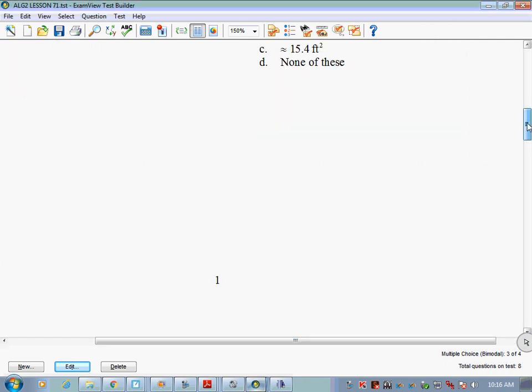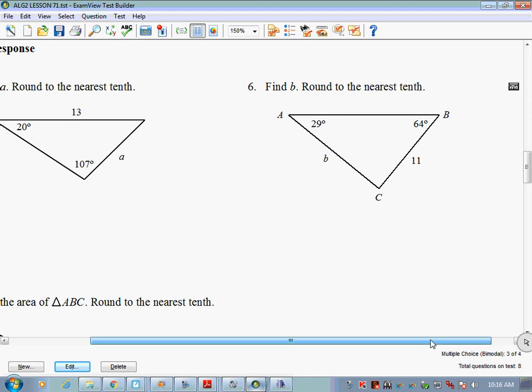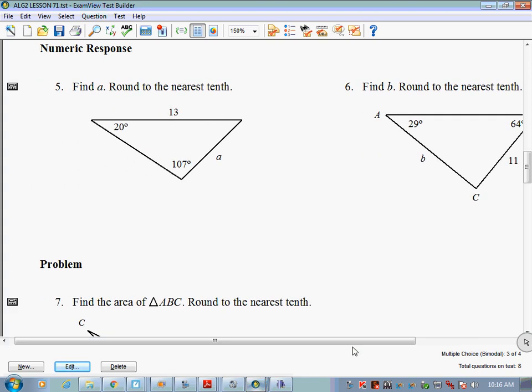All right, let's look at question number 5. Okay, round your answer to the nearest tenth. We're looking for A. Let's continue to practice here, setting up our proportion. Maddie, what do you think? What would you put on top? Sine 20. Okay, if you're going to put sine 20 up top there, what goes below sine 20? A, good job.